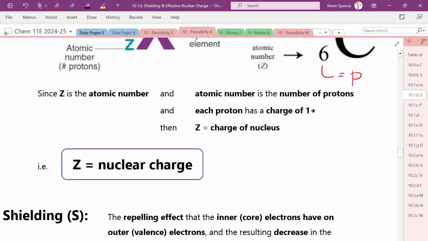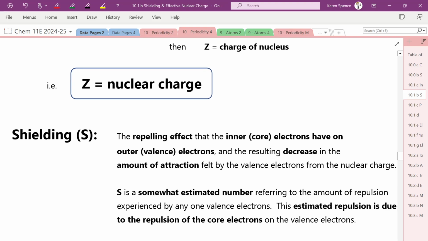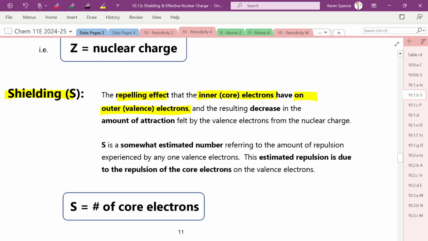Z is nuclear charge. Now, S stands for shielding, and those are those repelling core electrons. So the shielding is the repelling effect of the inner core electrons on the outer valence electrons. And they decrease the attraction felt by the valence electrons from the nuclear charge. This is an estimated number. There's a really complicated formula to actually figure out what S is, but we just use it as the number of core electrons. And that's going to be good enough for our purposes. Okay?